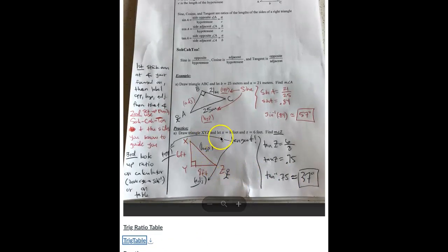Draw triangle XYZ, let x equal 8 feet, z equal 6 feet, find the measure of angle z. So you draw triangle XYZ. It doesn't say exactly how to draw it, so just try to draw it like me, where you have your right angle at y. As long as you have your right angle at y, your triangle is pretty much going to be the same as mine. X and z don't really matter as much, as long as across from x you label 8 feet, and across from z, or opposite from z, you label 6 feet.